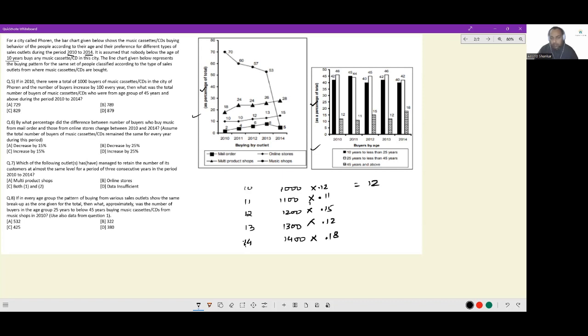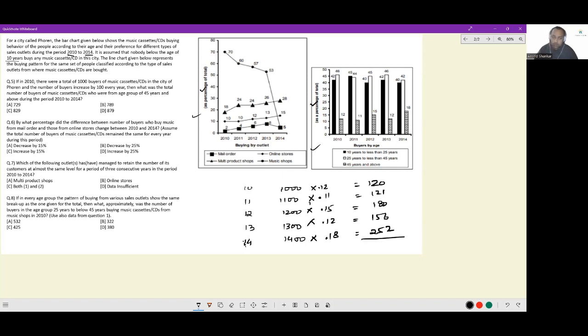So here I'll get 120. Here I'll get 121. Okay. Here I will get 180. Here I'll get 156. And here I'll get 252 people. We have to add these all up.